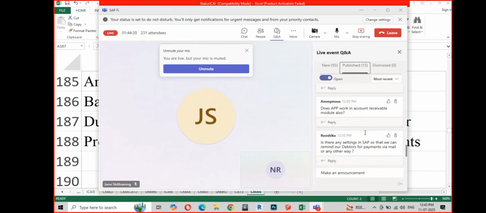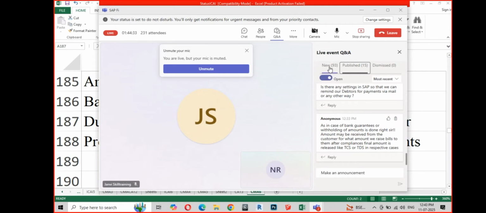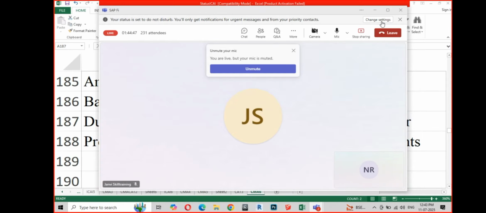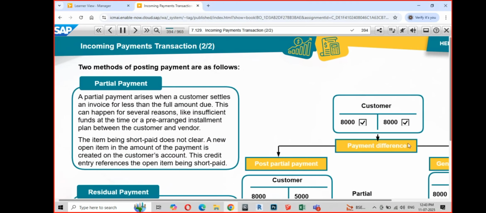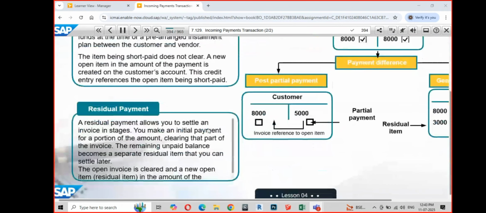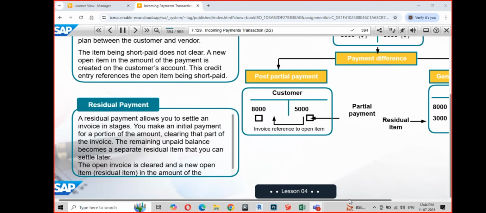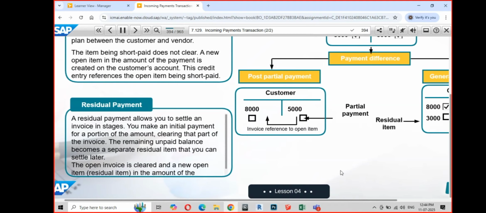So if you have any more questions, please put them up in your Q&A. So now I hope we have understood the difference between the partial and the residual payments. Clear? How the system behaves in each of the cases.